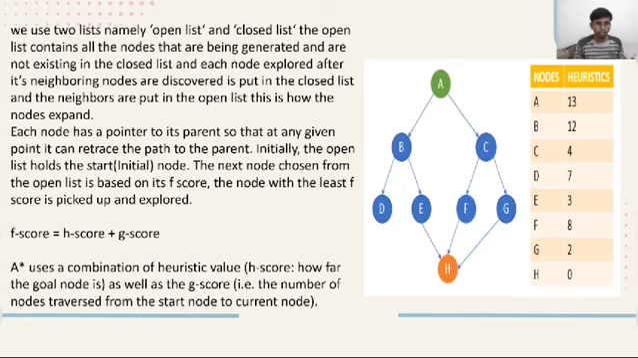For finding the optimal path, we use the formula f score equals h score plus g score, where h score is the heuristic function and g score gives the value between the initial node and the current node. By summing the heuristic value and the g score, we get the f score, which gives the optimal path for the traversal between two points. Thank you.